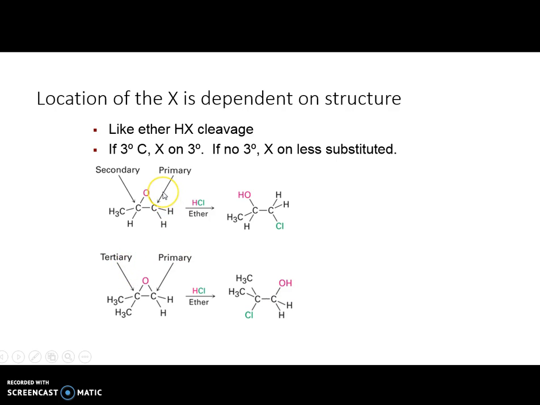If there's no tertiary carbon, you're not going to have that huge positive buildup, and the reaction basically goes by SN2, and you see the halogen ends up on the less substituted carbon.